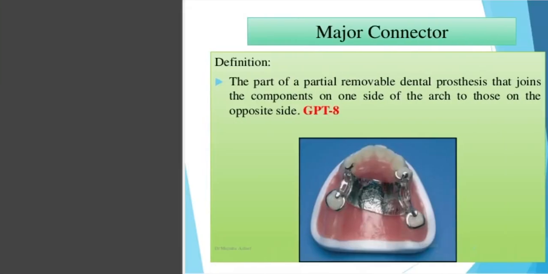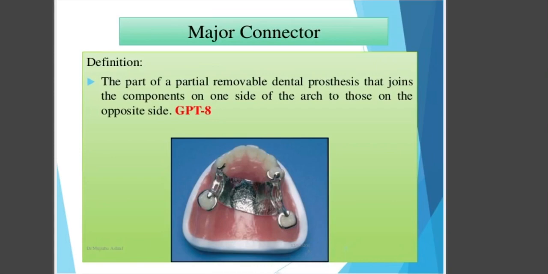Okay, so let us try to understand what a major connector is. Major connector: the part of a removable partial denture that joins the components on one side of the arch to those on the opposite side. This is the main definition. If you are preparing for the university exam, this is more important. The part of a removable partial denture that joins the components on one side of the arch to those on the opposite side.